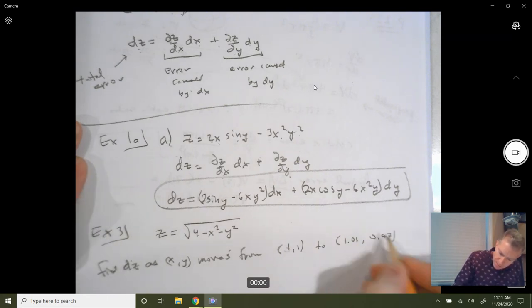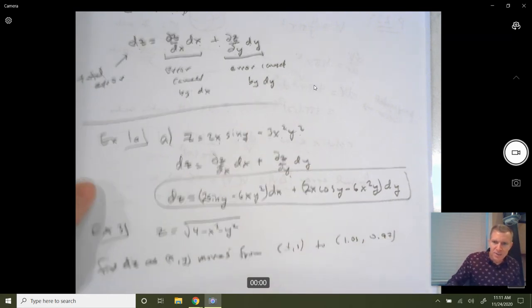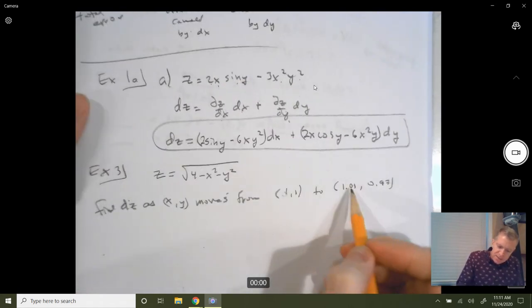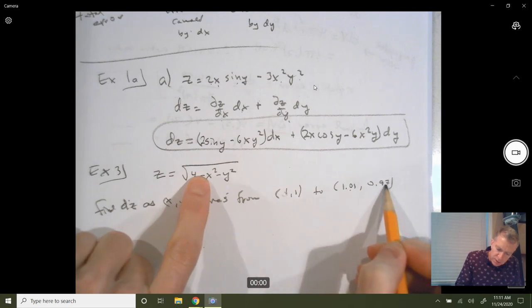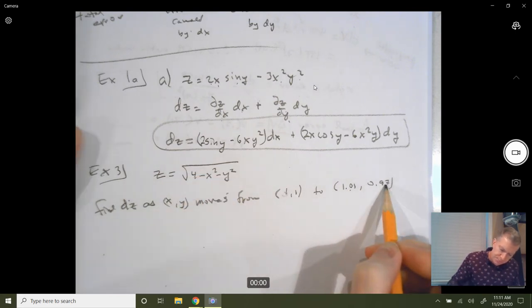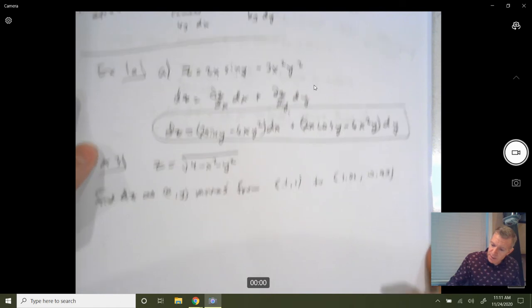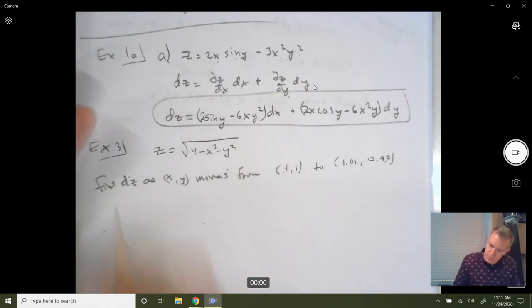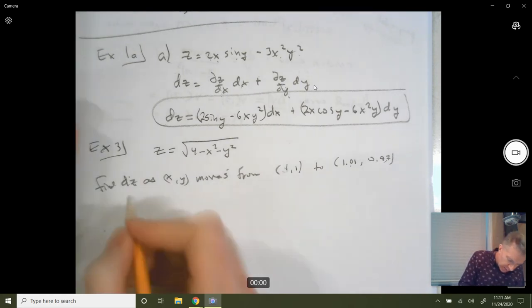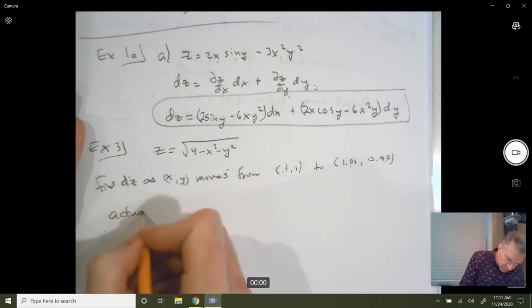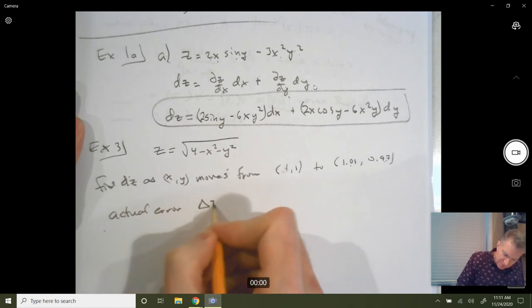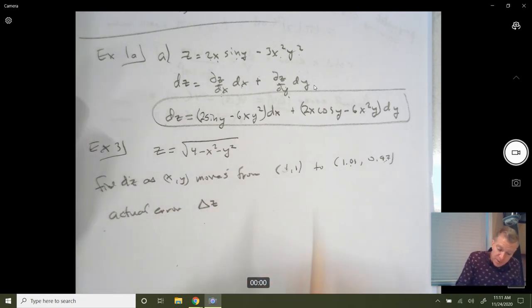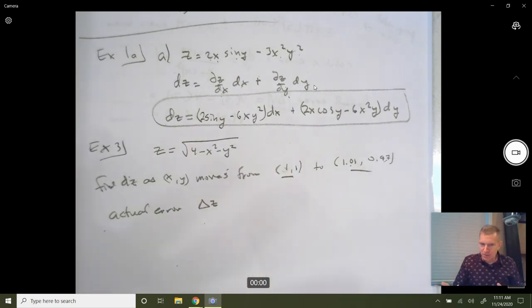So what is our propagated error, or our estimated error, based on some kind of uncertainty in our x input and some kind of uncertainty in our y input? So we have to calculate the differential. Actually, let's find the actual error first. So the actual error, again, is your change in z from this point to this point. We're not using calculus for actual error.